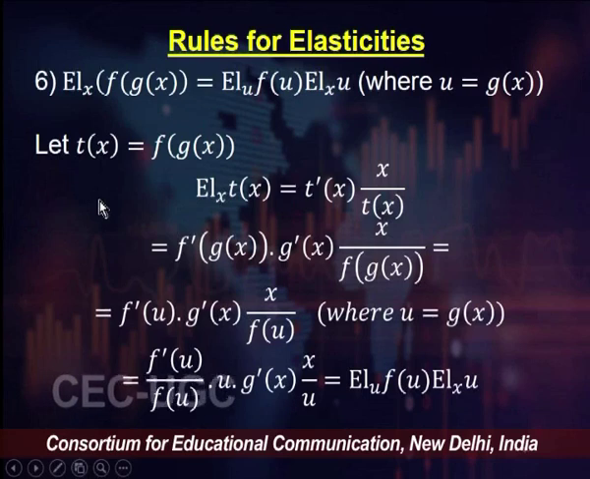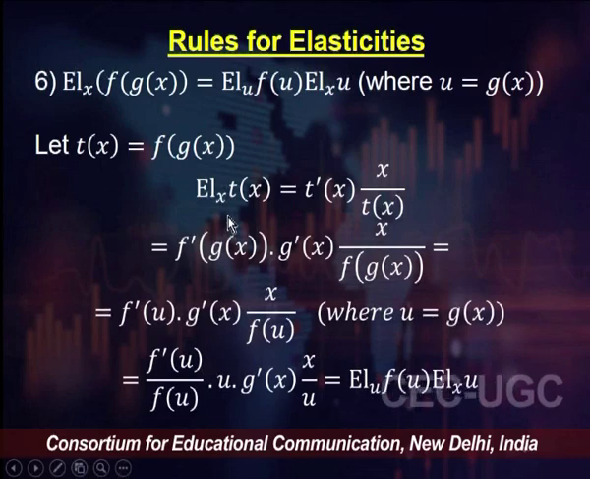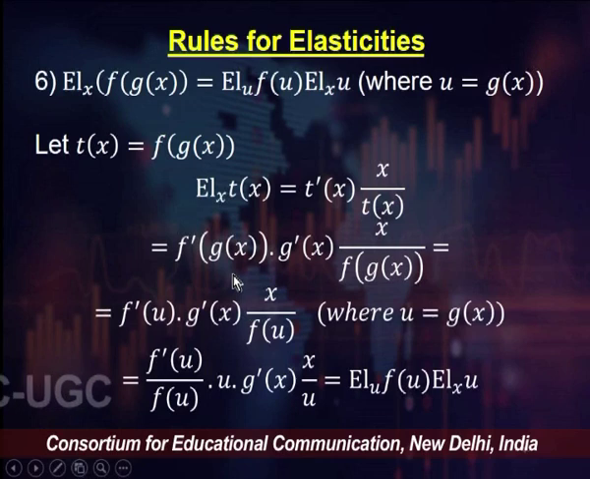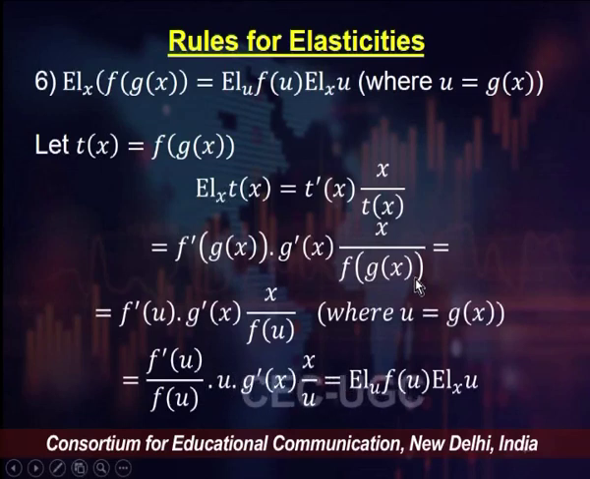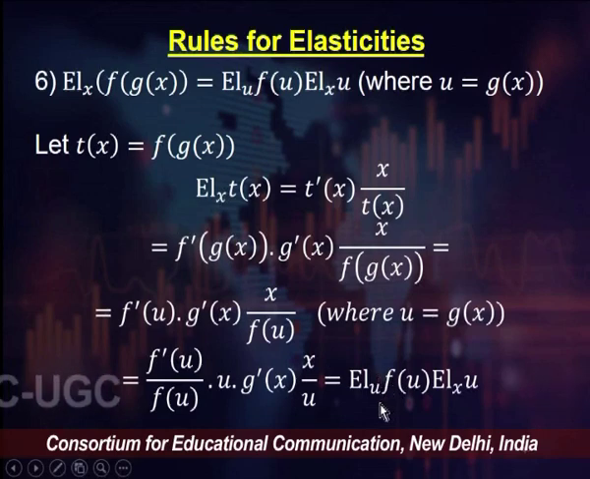So let's calculate this. We have set up t of x as f of g of x, and elasticity of t of x is t prime of x, which is f prime of g of x times g prime of x, times x divided by t of x, which is f of g of x, and once you go through these calculations, you get the desired result.